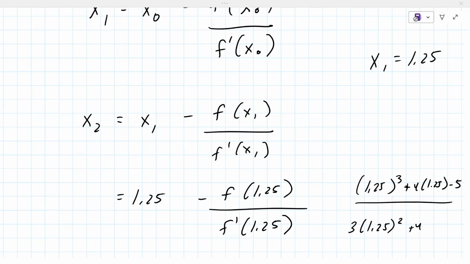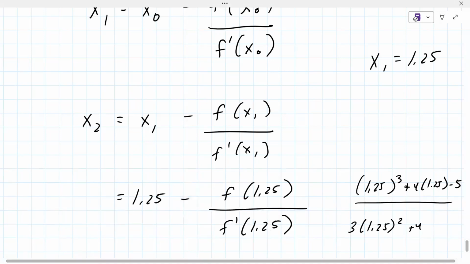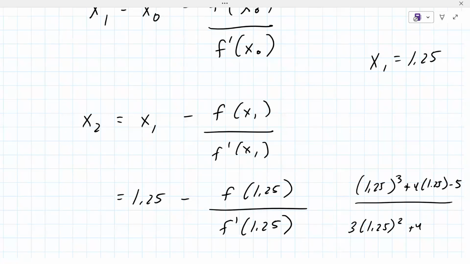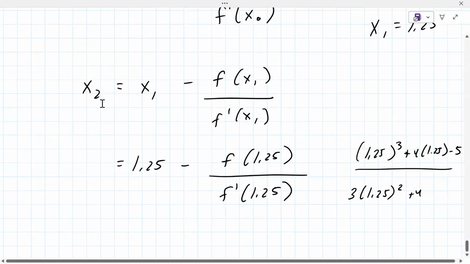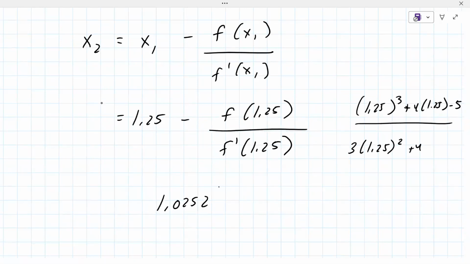Over 8.6875. If it wants me to round to 4 decimal places, I got 1.0252. All right, correct. We good.